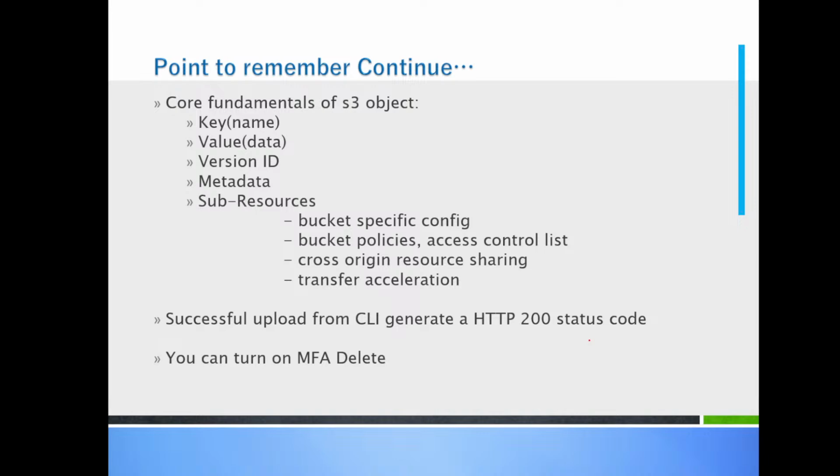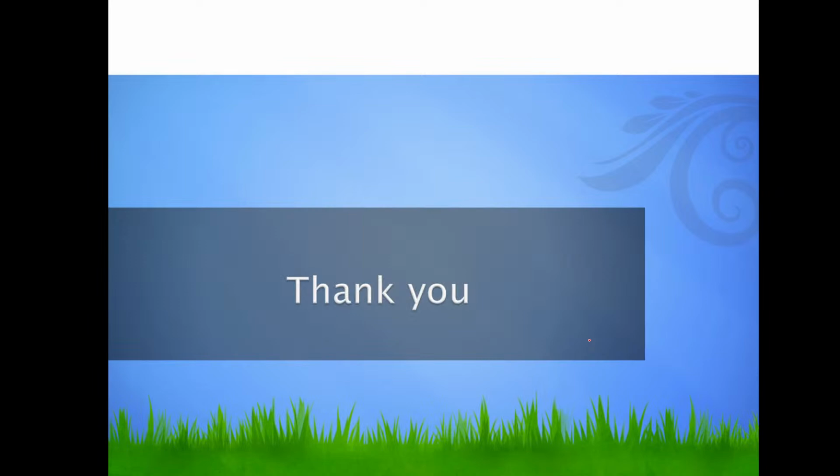Core fundamentals of S3: it is a key value pair, versioning, metadata, and there are some policies, sub resources, bucket policy, cross origin resource sharing, transfer acceleration. We have seen that whenever you upload data to an S3 bucket through CLI to the backend, you will get a success code of 200. You can enable MFA delete on your object, so nobody can delete the important objects or files from S3. So these are the basics of S3 we have covered.